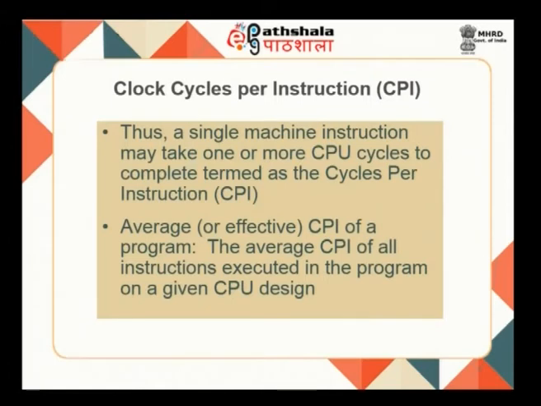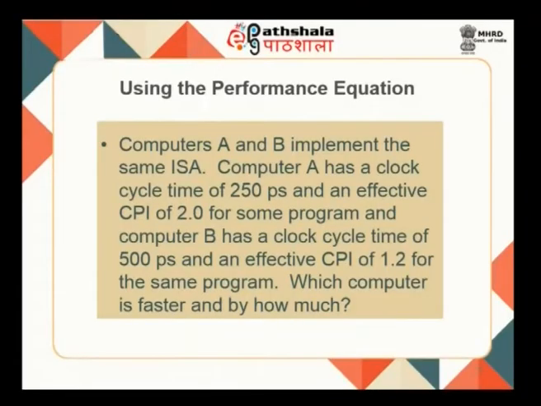Thus, a single machine instruction or a macro instruction, what you call, may take one or more CPU cycles to complete, and this is termed as the cycles per instruction. Now, the average or effective CPI of a program is the average CPI of all instructions executed in the program on a given CPU design. So, this is an example to show you how you use the performance equation.